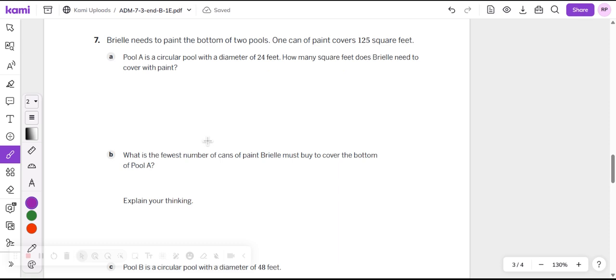Number 7, it says that Brielle needs to paint the bottom of 2 pools. One can of paint covers 125 square feet. Pool A is a circular pool with a diameter of 24 feet. How many square feet does Brielle need to cover with paint? So we are looking for the area. Area is equal to pi times radius squared. We were given the diameter, so I need to cut that in half first. Half of 24 is 12, so that would be pi times 12 squared. 12 squared is 144, and 144 times pi is 144 pi.